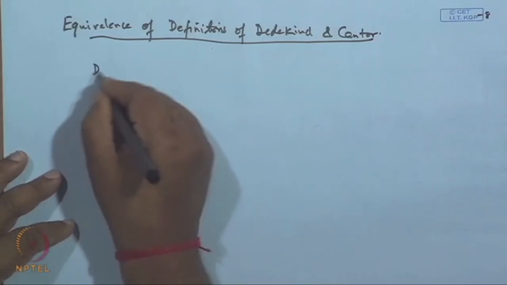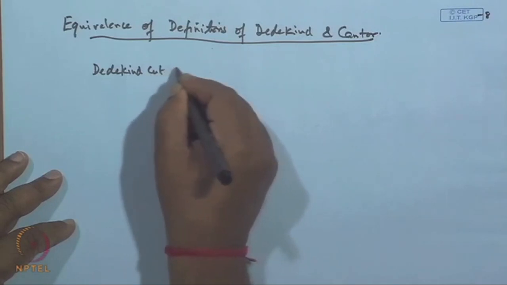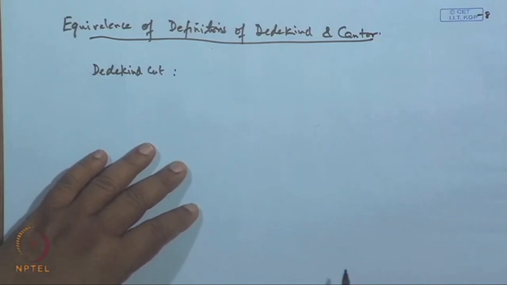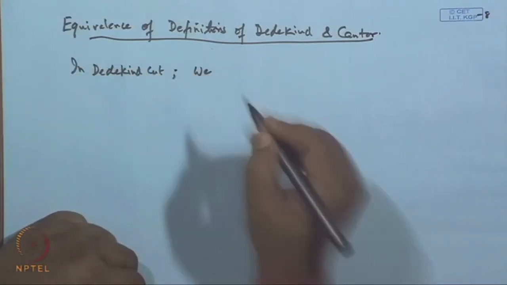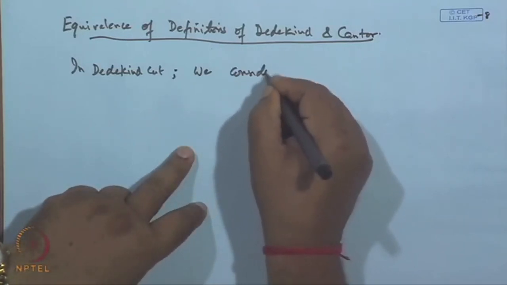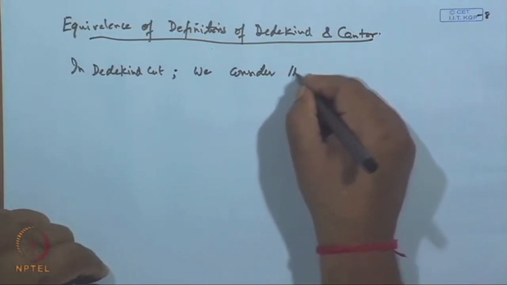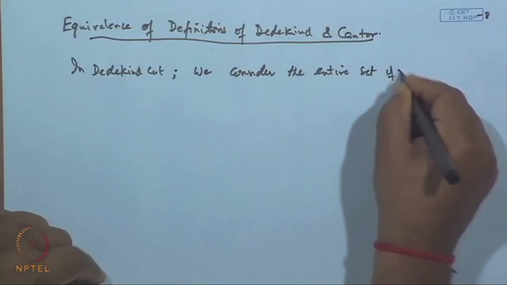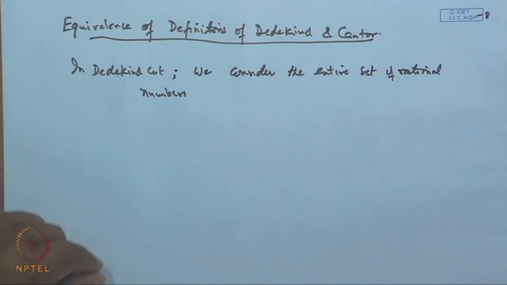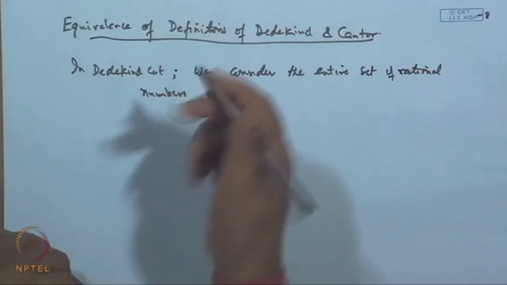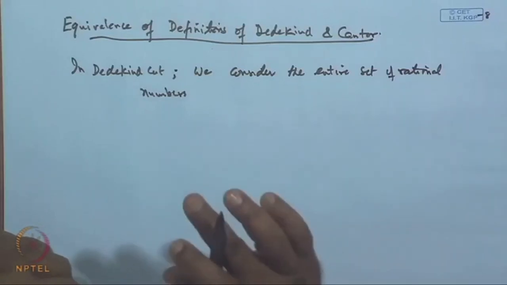If we take Dedekind's cut, here what we do is consider the entire set of rational numbers, and on this set of rational numbers we introduce the cut, is it not? Then we say a lower class, an upper class, and any rational number belongs to either the lower class or the upper class. So in Dedekind theory, or Dedekind cuts, we consider the entire set of rational numbers together at a time.